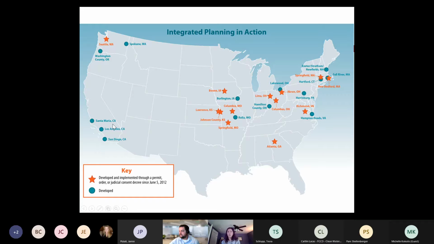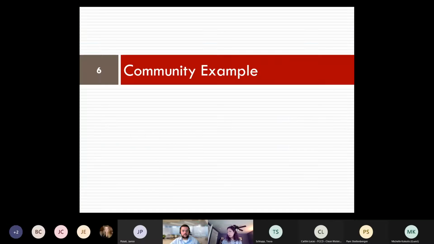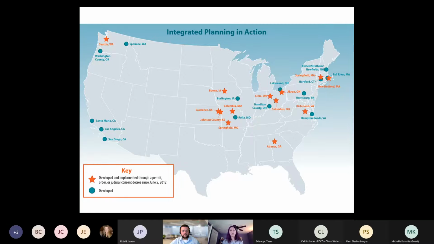And you can see here we have the blue dots and the orange stars. And the blue dots represent plans that have been completed across the US. They're currently not incorporated into a permit or a consent decree. There might be some negotiation going on. This is as of last December, so December 2020. So Hampton Roads actually should turn into an orange star soon. But this gives you a sense of what's happening across the nation.